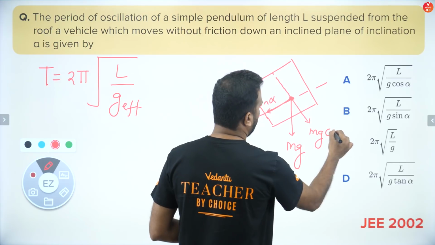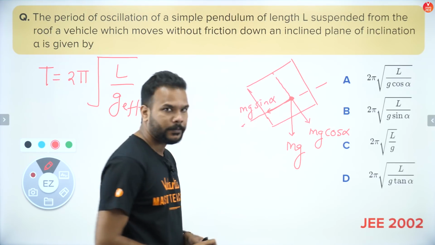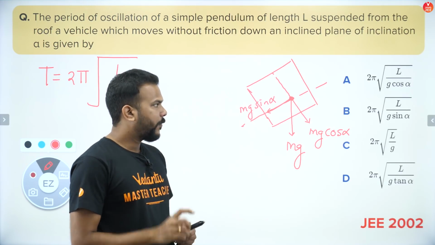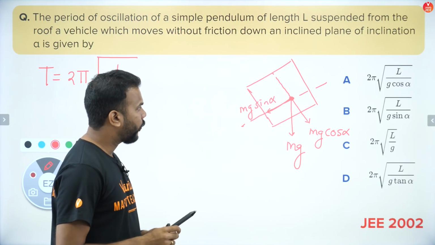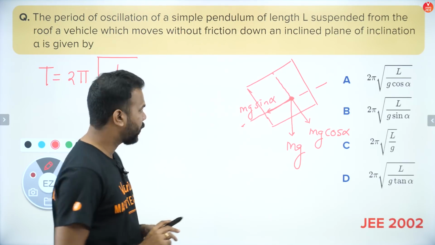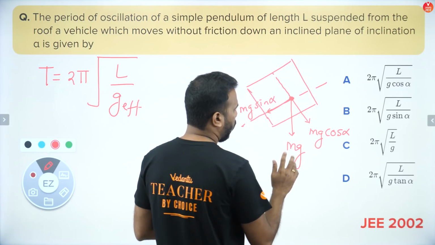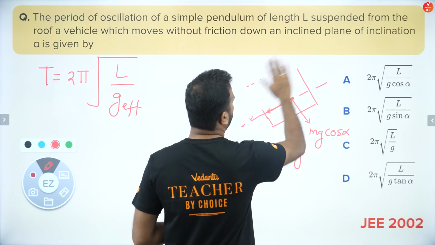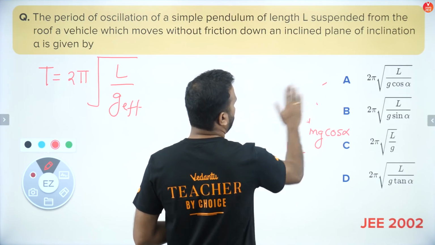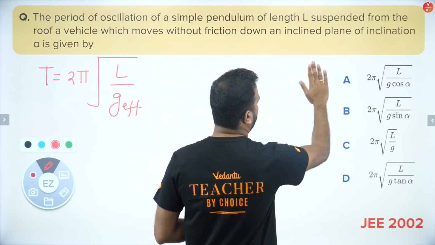This is mg cos alpha. Okay, so if we look at it from the point of view of, say, the pseudo force, so we know that the pseudo force will be acting in the opposite direction. So what will happen here, the two forces that will be acting on the body, let me just try to tell you the question from the non-inertial frame of perspective.